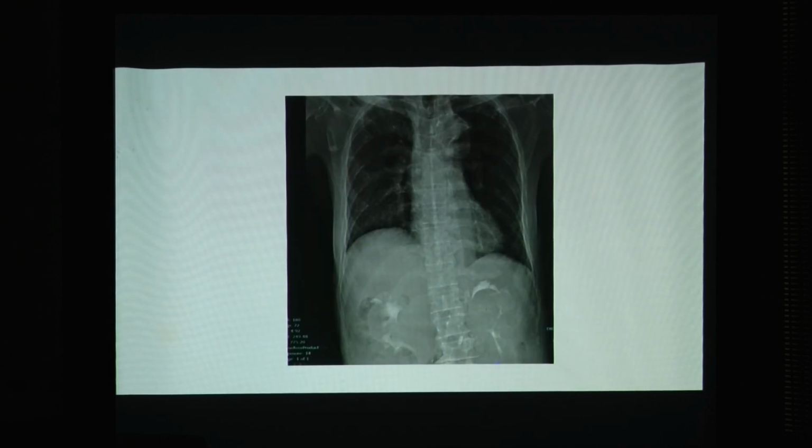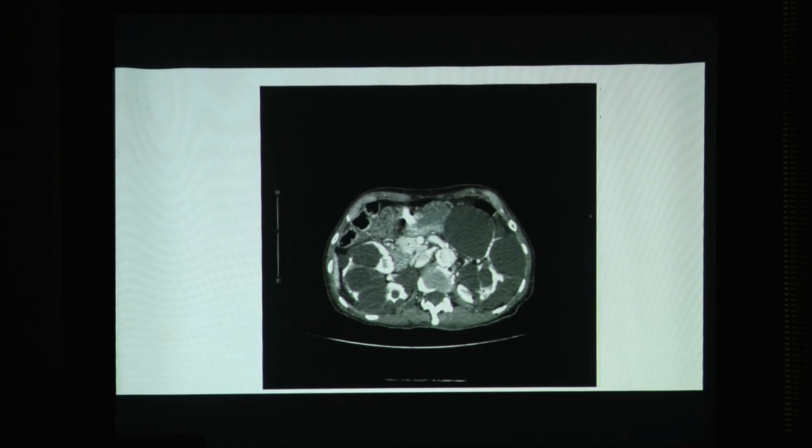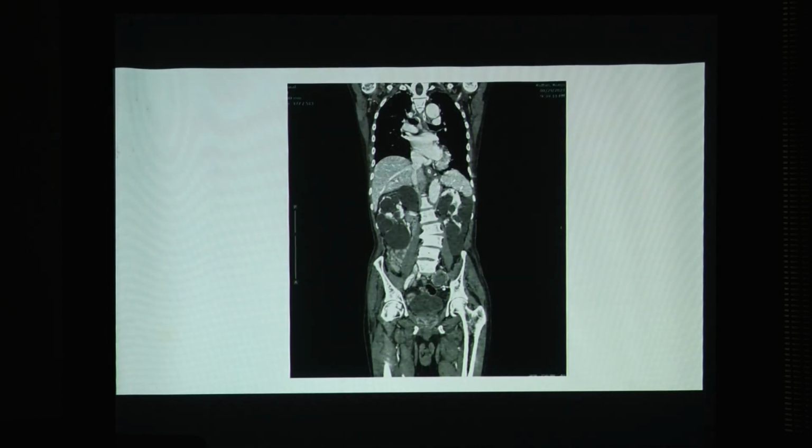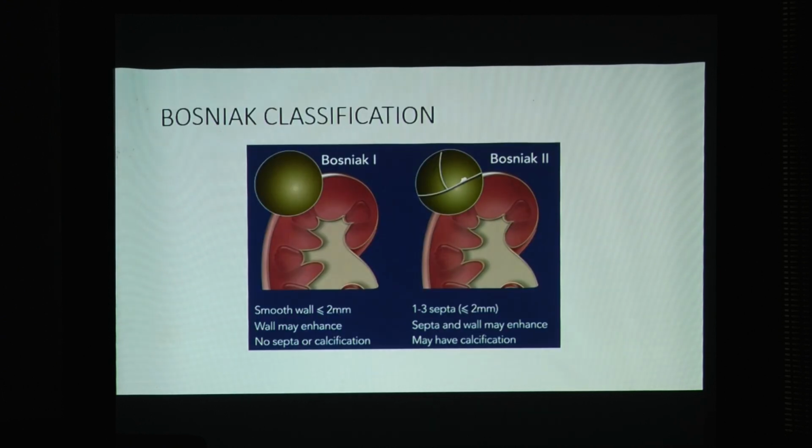The IVU showing the spider leg deformity of the kidneys. The CT scan showing the same, coronal view. And cysts may not be all clear always. Sometimes there may be some septae, some internal echoes. So what we have to do is to classify it according to Bosniak classification.